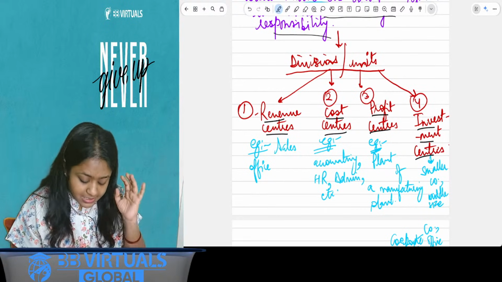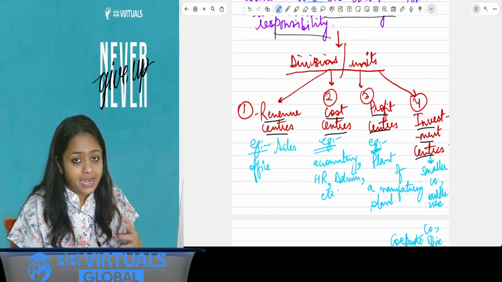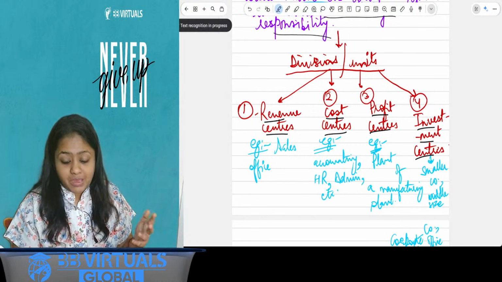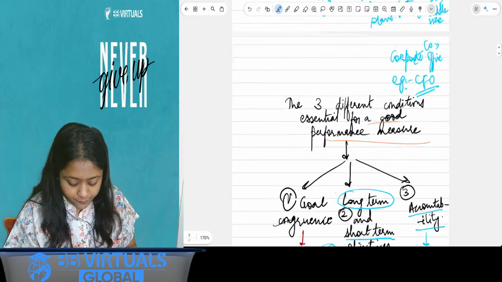Now, for revenue centers, an example is a sales office. A cost center example can be the accounting department, HR, admin, and so on. Profit centers are like the plant of a manufacturing entity. Investment centers are like the companies and the corporation itself.